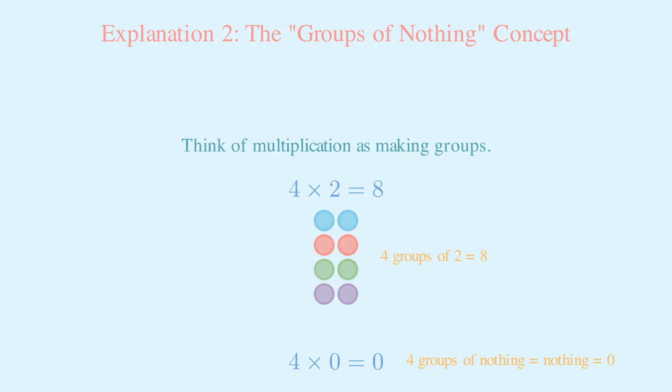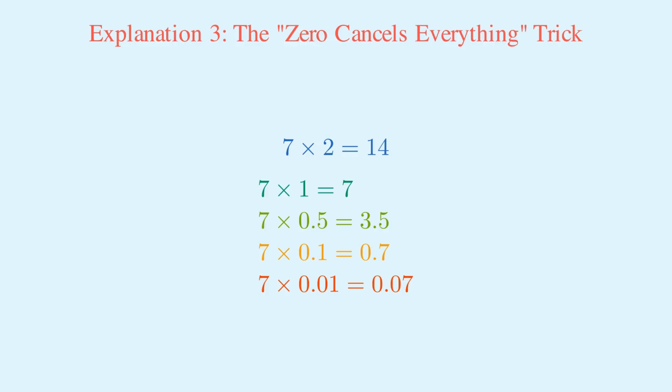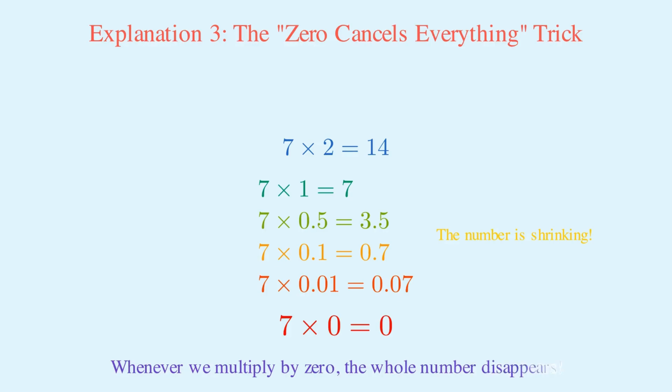The 0 cancels everything trick. Let's say we have 7 times 2 is equal to 14. Now, let's gradually make one of the numbers smaller. 7 times 1 is equal to 7. 7 times 0.5 is equal to 3.5. 7 times 0.1 is equal to 0.7. 7 times 0.01 is equal to 0.07. Oh, the number is shrinking. What happens when we multiply by 0? 7 times 0 is equal to 0. Whenever we multiply by 0, the whole number disappears.